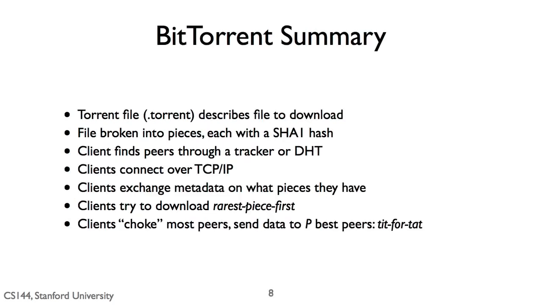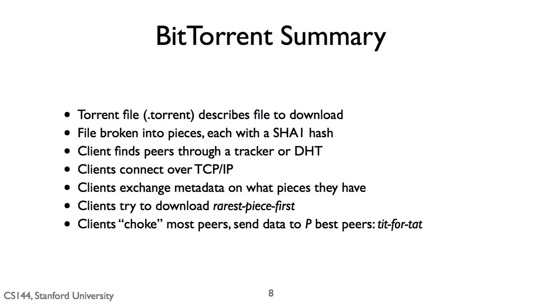So that's a basic overview of BitTorrent. Your client downloads a torrent file, for example, over HTTP. This describes the file to download and how to find peers to download it from. BitTorrent breaks the file into pieces, and peers exchange these pieces. They connect over TCP/IP and exchange metadata so they know what the distribution of pieces is over their part of the swarm. A client then tries to download the rarest piece first in order to balance availability.